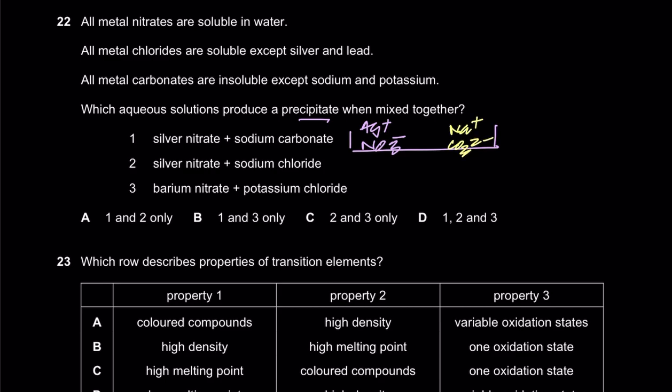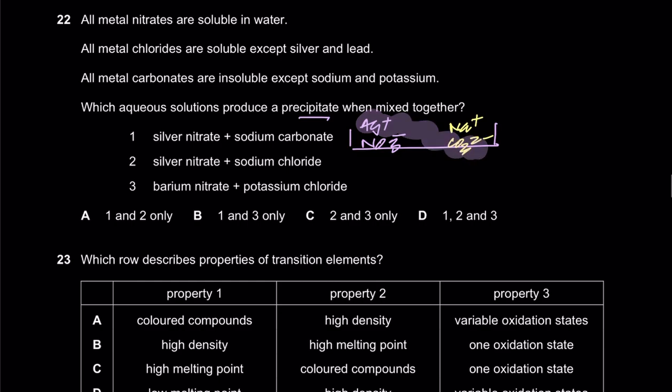Now bump all of these ions into each other. When the sodium ion is bumped into the nitrate ion, it's soluble. When the silver ion is bumped with the sodium ion, they repel each other. When the silver ion is bumped into the carbonate ion, sir, he's saying that all metal carbonates are insoluble except for sodium and potassium, so silver carbonate is going to form a precipitate. Done?